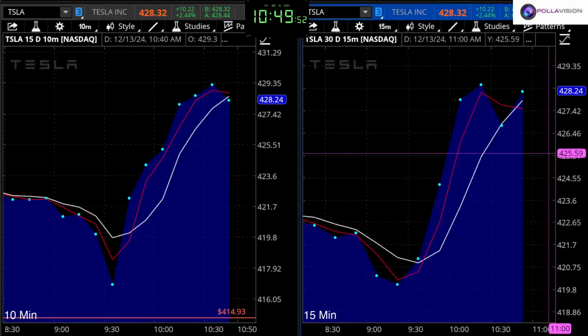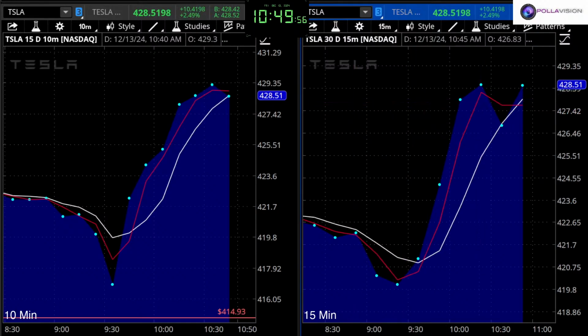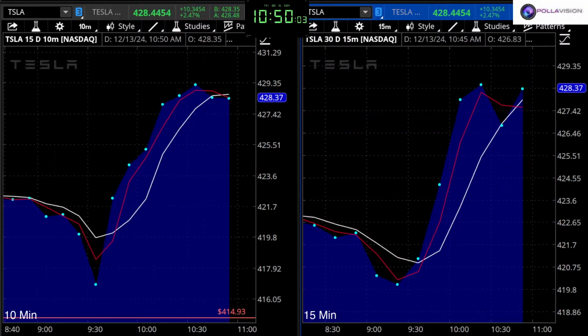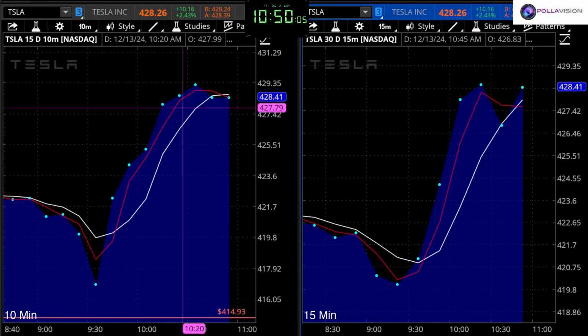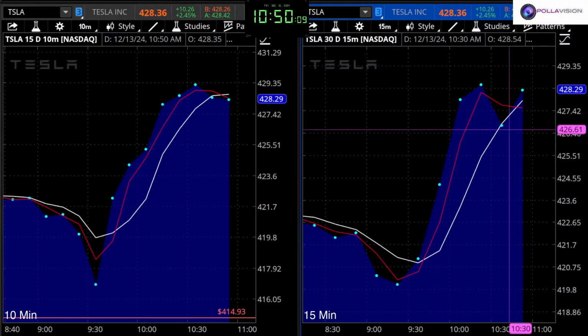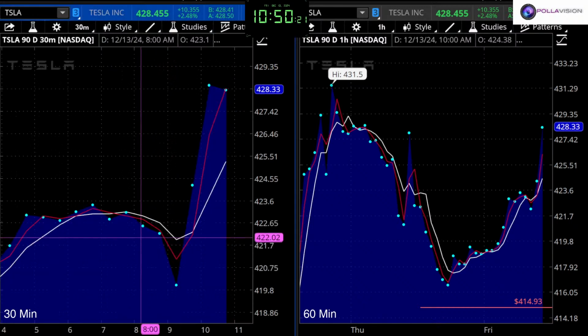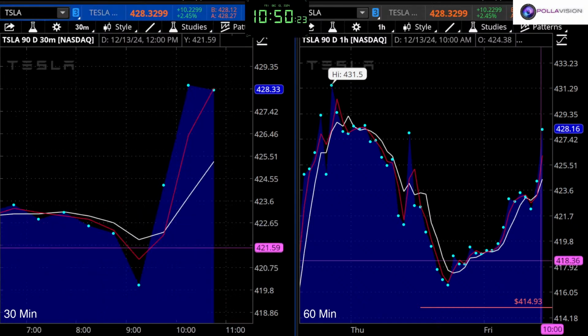Let's zoom in a little bit. So what's happening is, since we're looking at a 10-minute on the left, we do not see the drop at the 15-minute mark. So this is good because you can see conflicts, and you know you have a conflict between 2 charts, so you have to look at other charts. So let's look at what's going on the 30 and the 60. So we had a 30-minute change in direction here, but the 60 is still moving up.